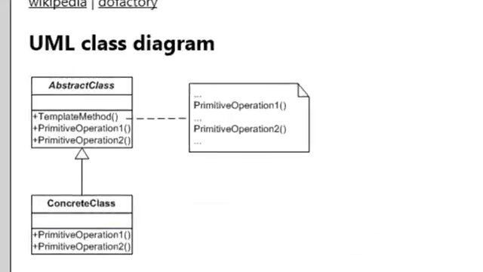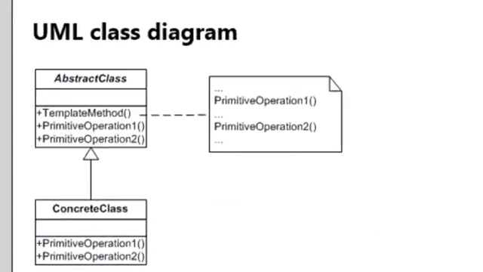So when we look at the UML class diagram, we will notice that we have an abstract class which has a template method. And within that template method, the algorithm decides whether or not to call primitive operation 1, primitive operation 2, maybe call both of them, or in a different order. So the template method contains the algorithm to execute, but then subclasses can redefine these primitive operations 1 and 2 to make sure that it acts differently, although the same methods are executed.